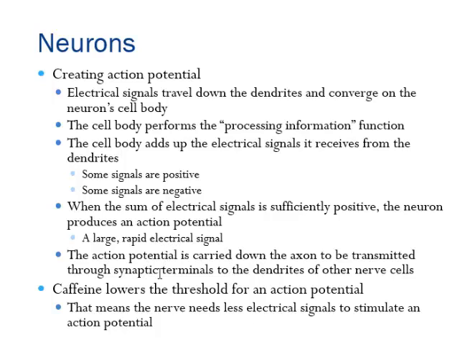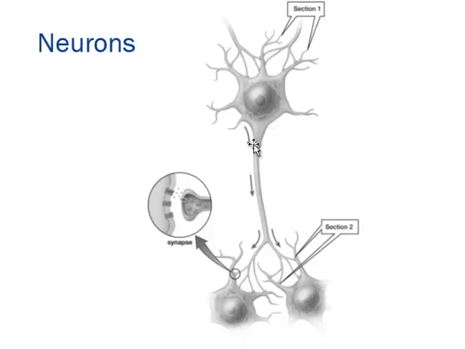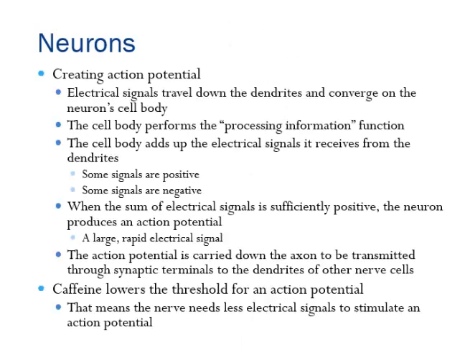Okay, so the action potential is carried down the axon and then the message is basically transported down the axon and across the synapses to the next neurons, where the process is repeated until it gets to whichever part of the body actually needs to do the stuff.